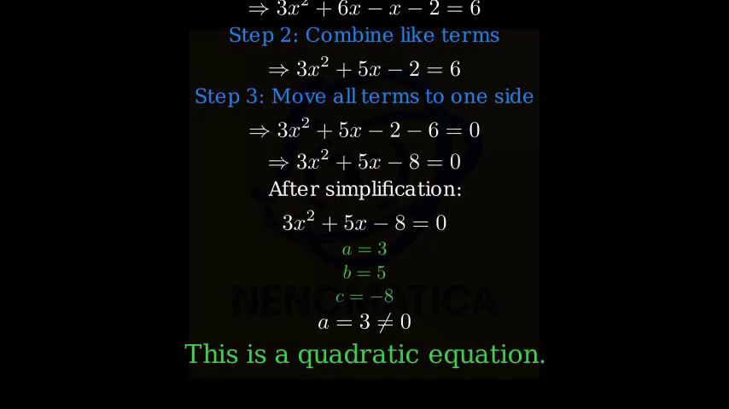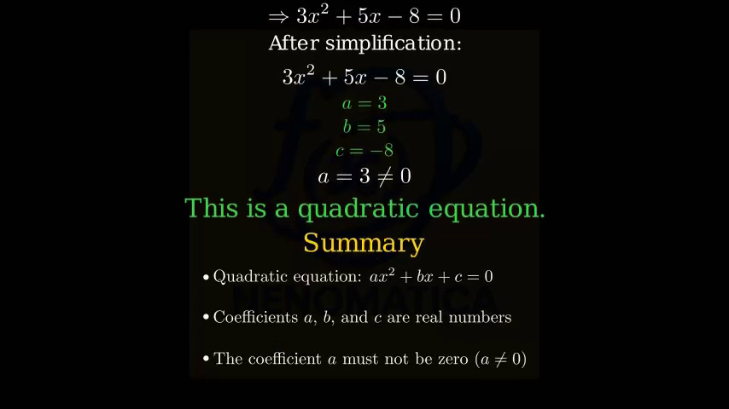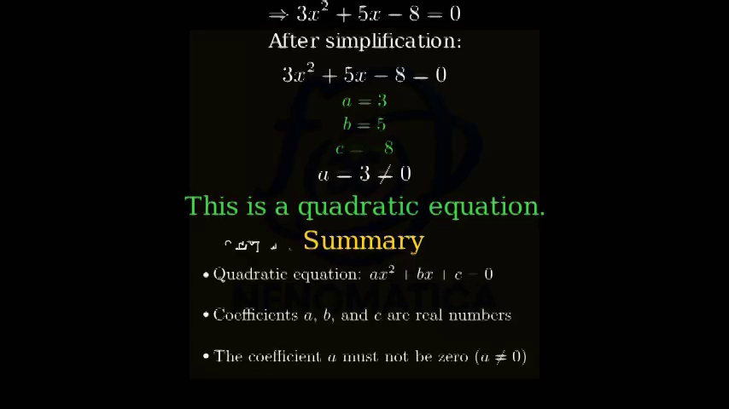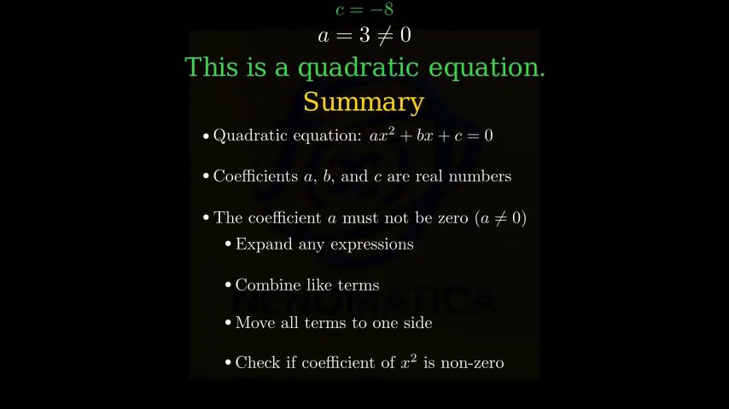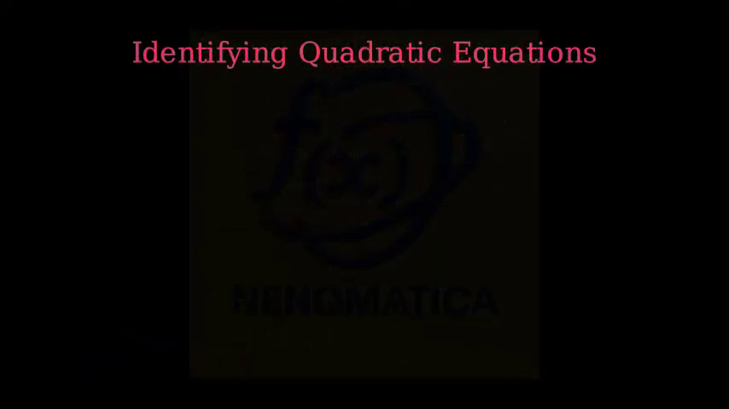Let's summarize what we've learned. A quadratic equation has the general form ax squared plus bx plus c equals 0, where a, b, and c are real numbers and a is not 0. To identify if an equation is quadratic, we need to rearrange it into the standard form and check if the coefficient of x squared is non-zero. We're going to learn how to determine whether an equation is a quadratic equation or not. Let's look at an example.